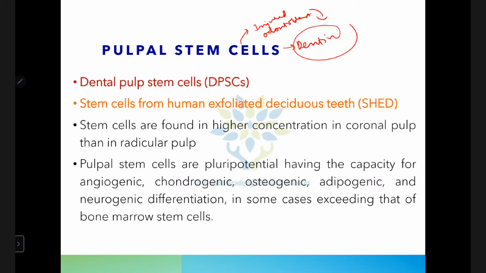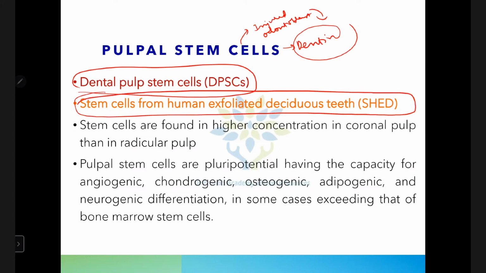We have the dental pulp stem cells and the stem cells that are extracted from the human exfoliated deciduous teeth. This is called SHED. Remember this: SHED means stem cells from exfoliated deciduous teeth. These stem cells are present in higher concentration in the coronal pulp than the radicular pulp. The pulp that is present in the crown is the coronal pulp, right? So the coronal pulp has a lot of stem cells when compared to the radicular pulp.